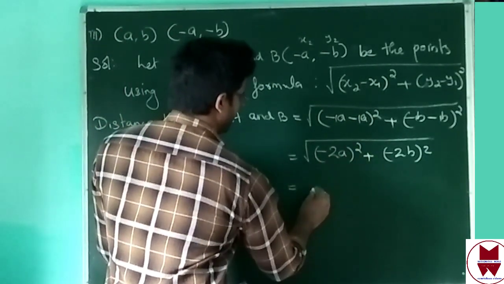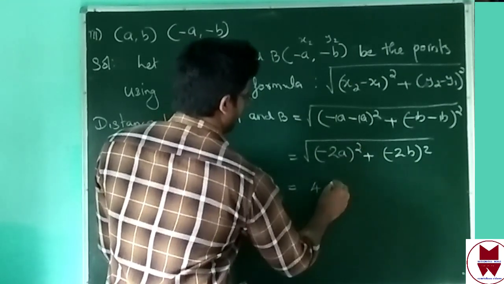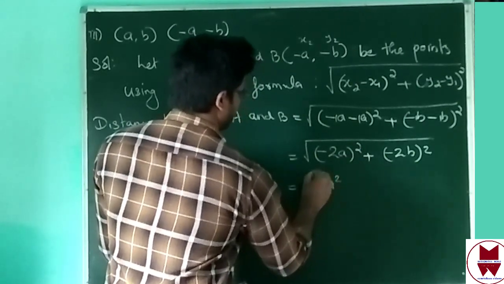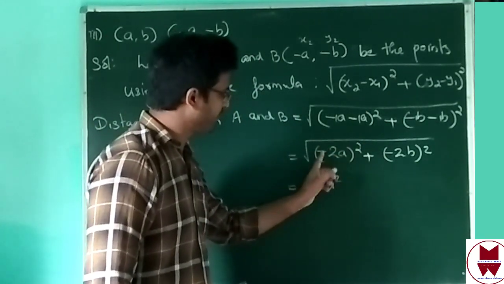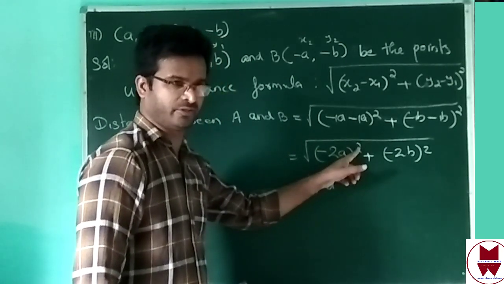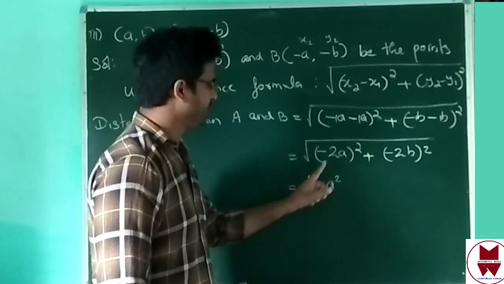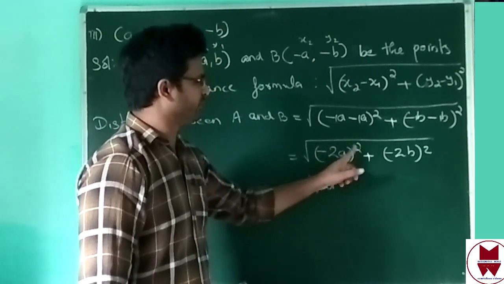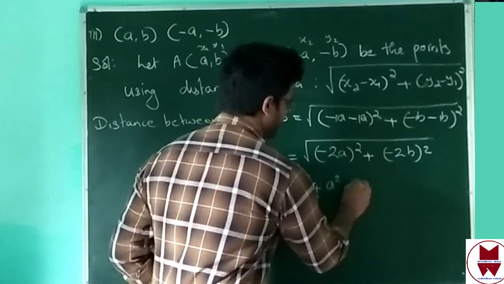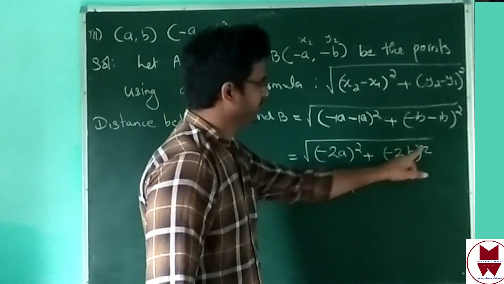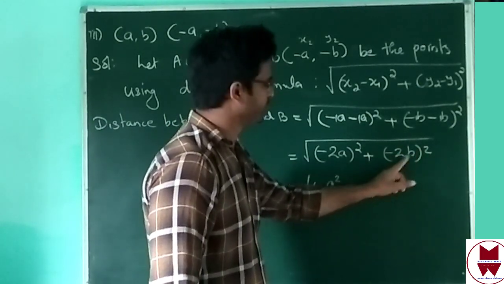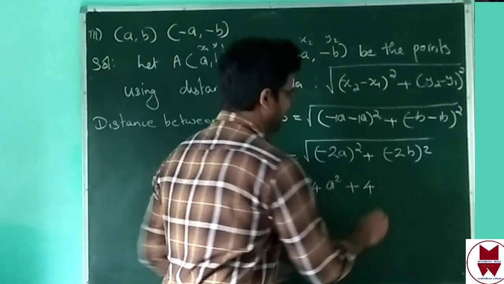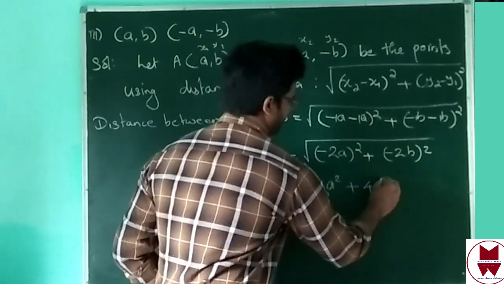Then 2 square, 2 into 2, 4, then A square. When you take square, you have to give separately minus square. That means minus into minus plus, no need to write. Then 2 square means 2 into 2, 4. Then A square, right in here. Plus this part also, minus square, minus into minus plus, 2 square, 2 into 2, 4. Then B square.